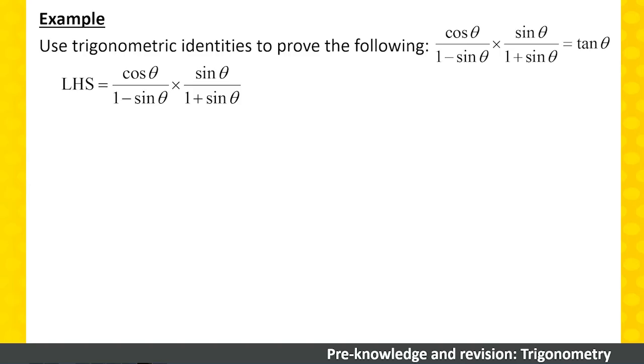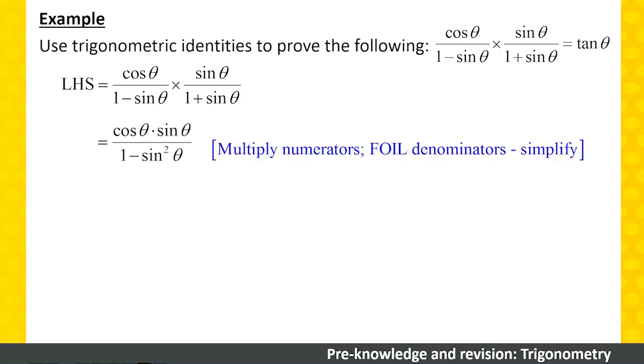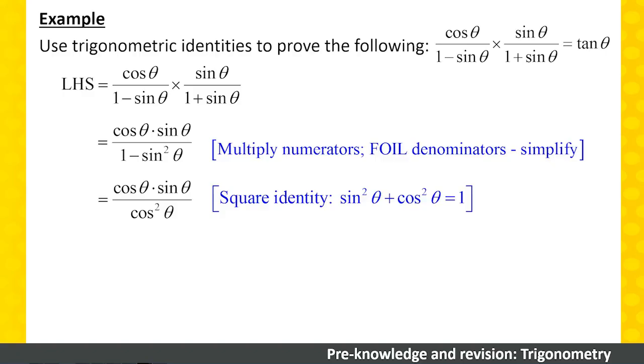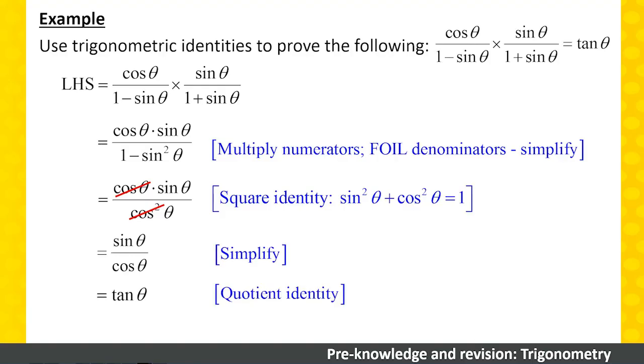Simplifying, we get cos theta multiplied by sine theta divided by 1 minus sine squared theta. Using our square identity on the bottom line, we get cos theta multiplied by sine theta divided by cos squared theta. Dividing the top and bottom by cos theta, we get sine theta divided by cos theta, which we can simplify to tan theta using the quotient identity. Tan theta is equal to our right-hand side, so we can conclude that left-hand side equals right-hand side. We have successfully proven our equation to be true.